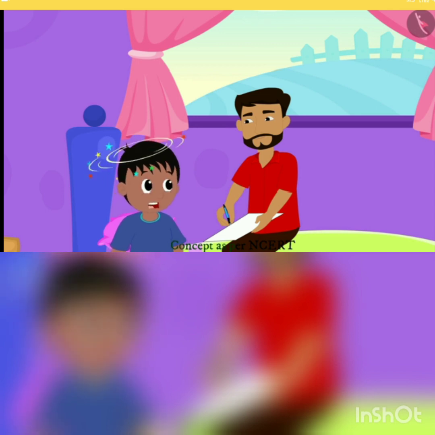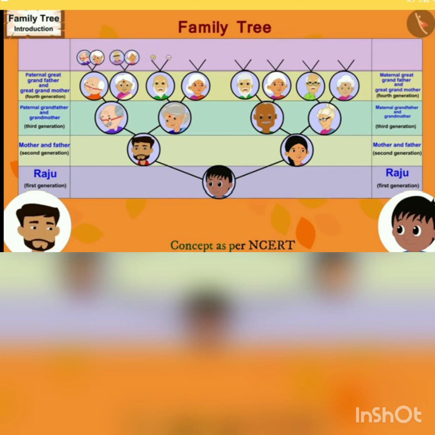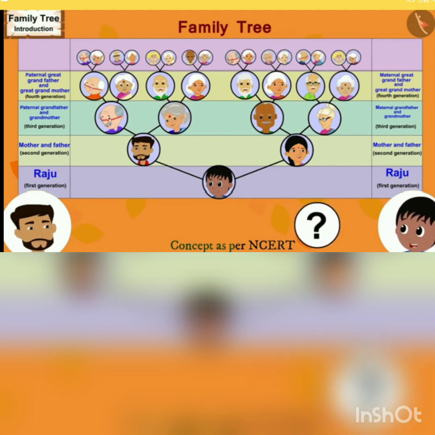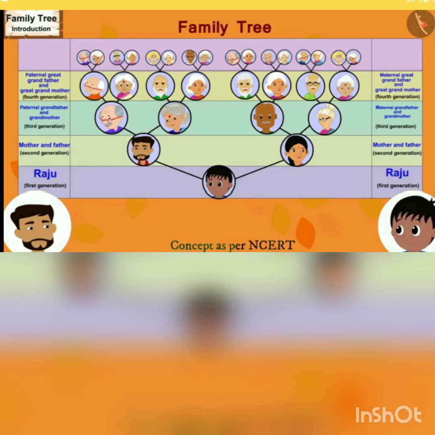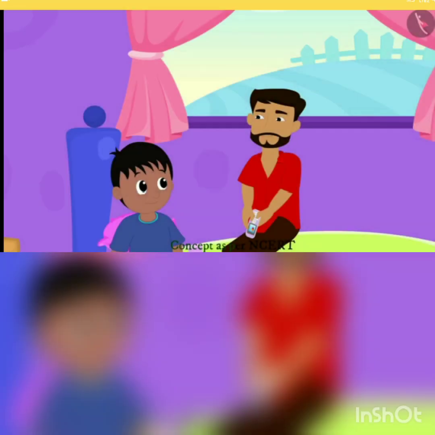Now Raju is thoroughly confused. That's correct, Raju. Let me quickly add them to our family tree. What shall I call them, Father? These are your maternal great-great-grandfather and great-great-grandmother, and these are your paternal great-great-grandfather and great-great-grandmother. With this, our family tree is now complete. Come on, now help me call all of them up quickly.